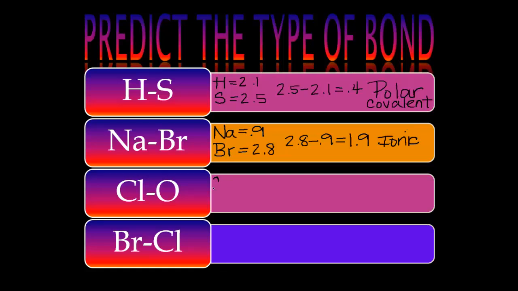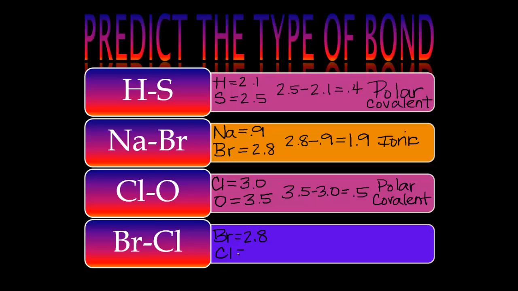For Cl and O, Cl has an electronegativity value of 3.0. Oxygen has an electronegativity value of 3.5. So 3.5 minus 3.0 gives us 0.5. So again, we are a polar covalent bond. And Br and Cl, Br is 2.8, Cl is 3.0. So 3.0 minus 2.8 gives us 0.2, which means we have a nonpolar covalent bond.